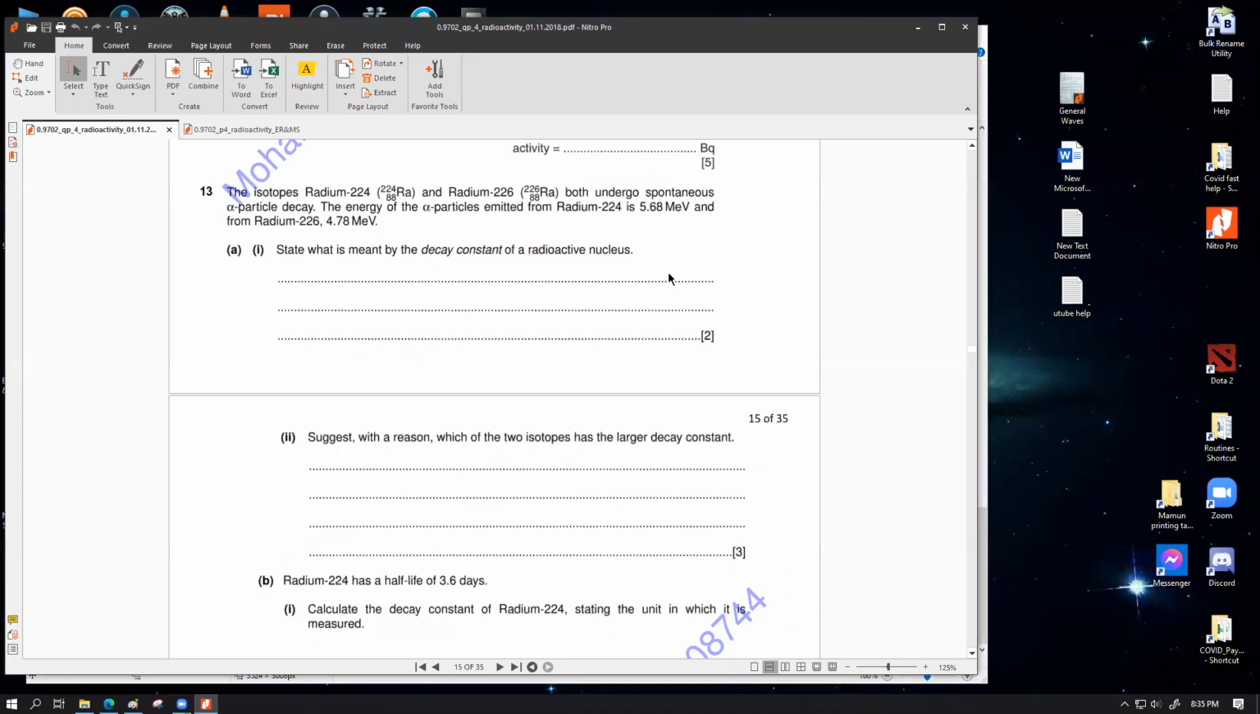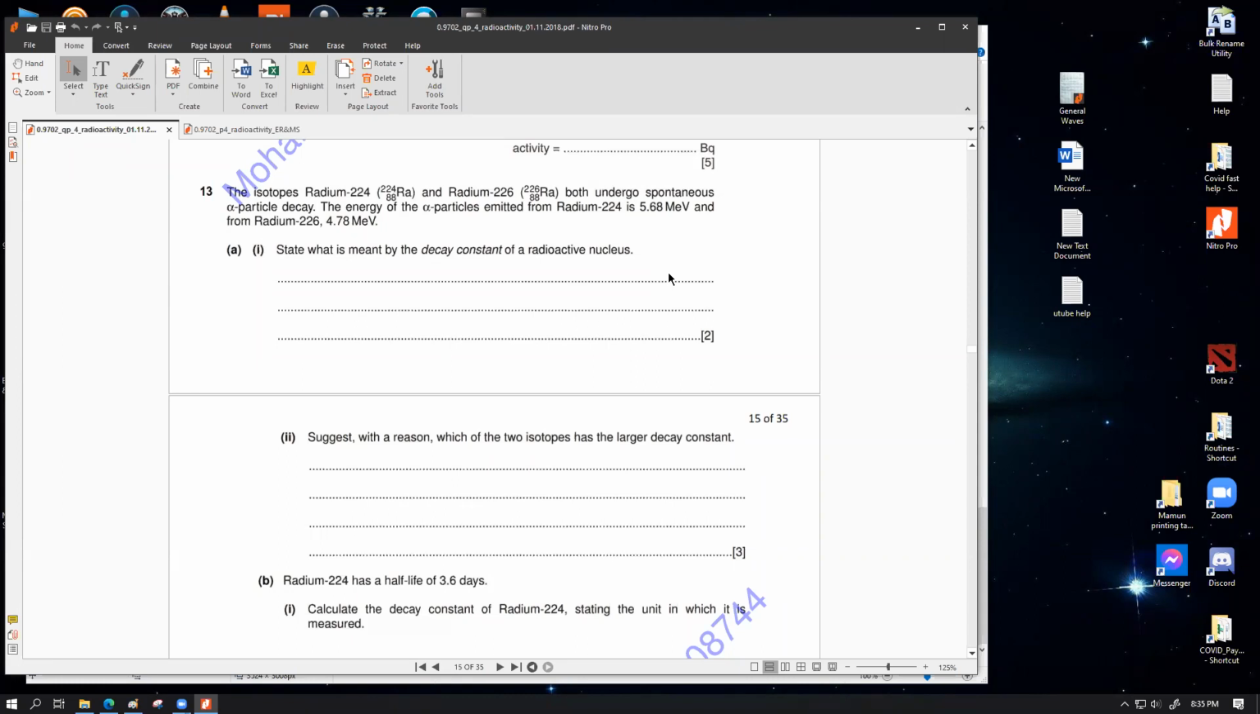So this definition is the mathematical probability for one radioactive nuclei to break down within unit time. Suggest with a reason which of the two isotopes has the larger decay constant. So here we are not given the information about their half-lives. If it were given, this would be easier, but we have to give a reason which is supposed to have a larger decay constant by observing those energy values.